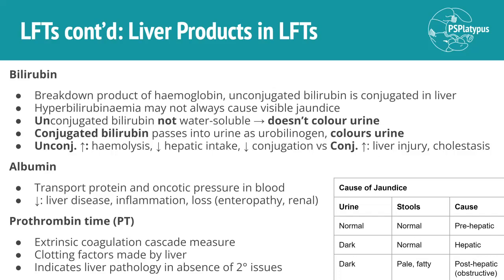So we get jaundice, but we're not increasing the amount that we're excreting in the urine and stools. So the urine looks normally colored, the stools look normally colored. Prehepatic jaundice.